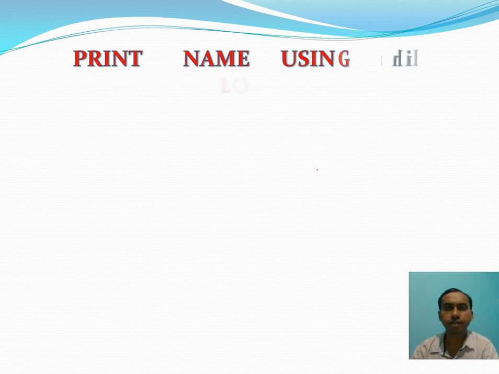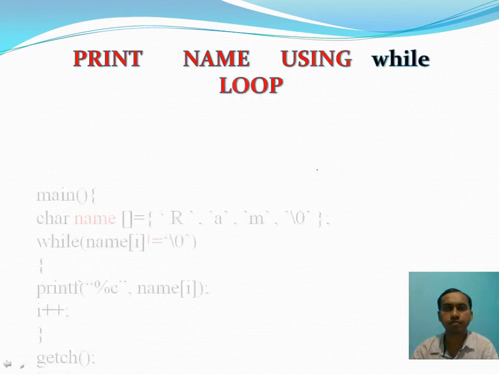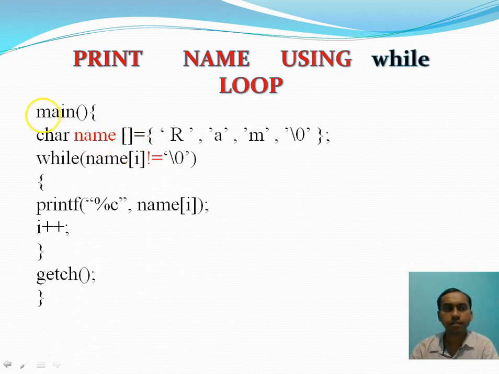Second program is to print name using while. So this is main, char name. We are not writing the size. If we write size 10, then it will take 3 bytes, and the fourth byte is \0, and the rest will be filled by null \0. If we write 3, then it will be a string overflow. If we write 2, then also a string overflow. So you can write here 4, or you can leave it blank, both are correct.